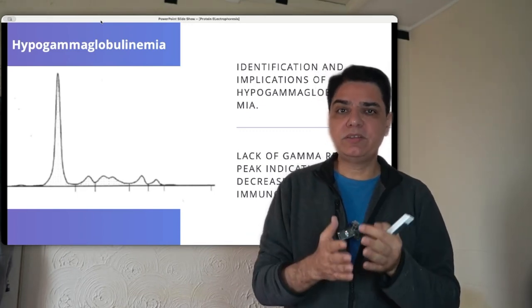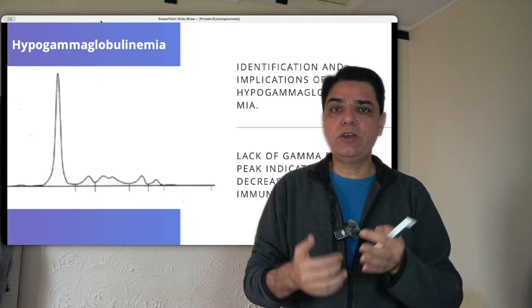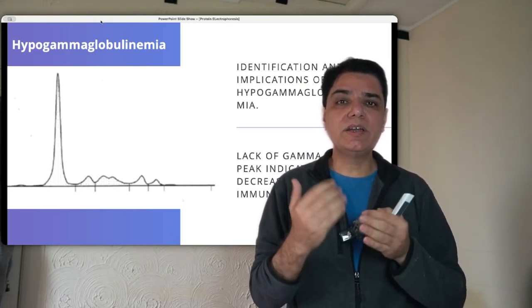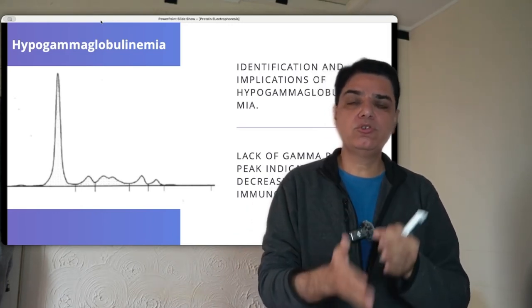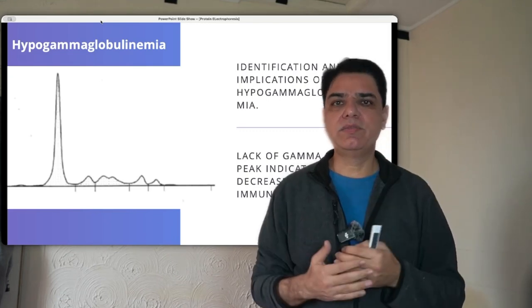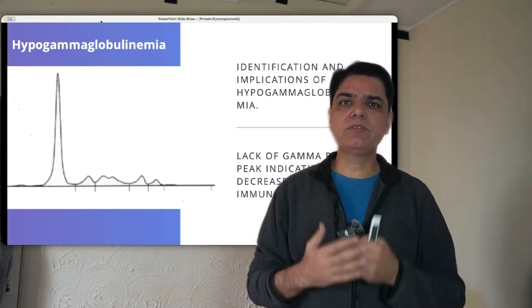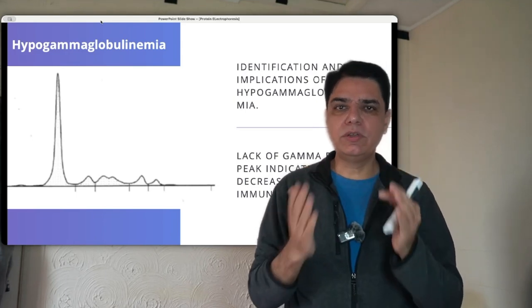And if you know these patterns that I have explained in this particular video, it would be easy for you to understand those common conditions which can present with either increase or decrease in these different types of plasma proteins in their respective sections on the protein electrophoresis.